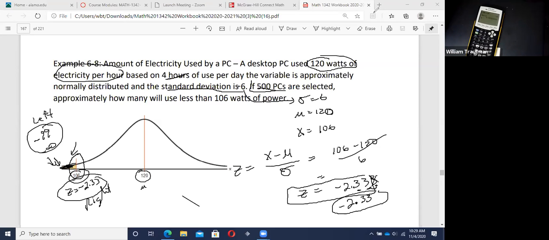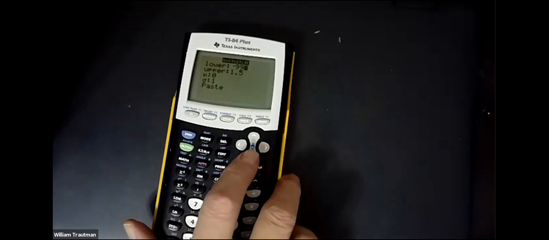So let's put that in our calculator. Second vars, number 2. And we said negative 99, negative infinity for the left side, the lower, and negative 2.33 for the right side. So that was what we typed in. Negative 99 was negative infinity, and then negative 2.33. Everything else stays the same. You hit enter, and that tells you what the answer is.